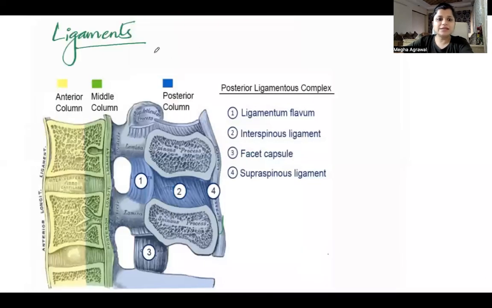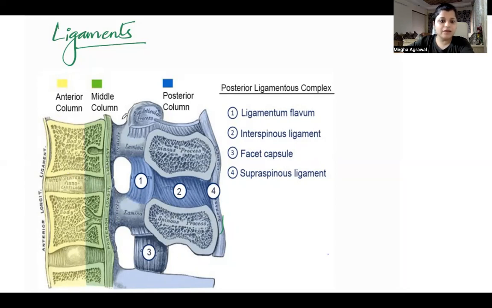Now we come to ligaments. There are certain ligaments which help to guide the insertion of our needle. As you can see, this is the vertebral body and this is the posterior arch. Anterior to the vertebral body is the anterior longitudinal ligament, this yellow one, and posterior to this vertebral body is the posterior longitudinal ligament. And this is the spinal canal.